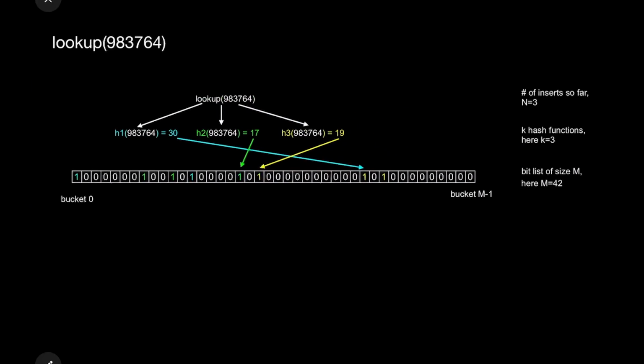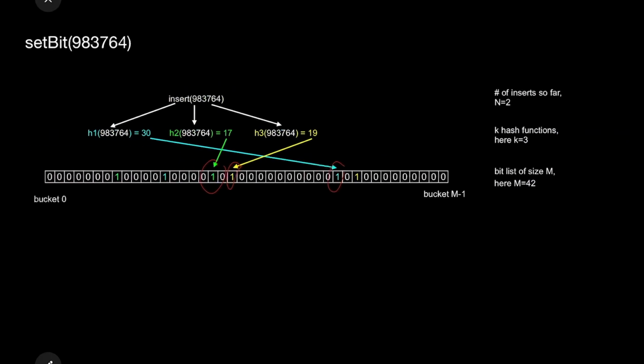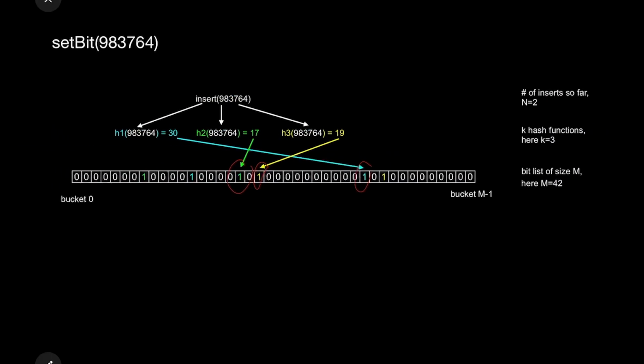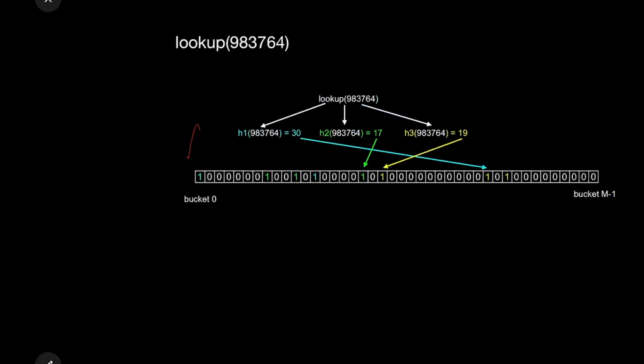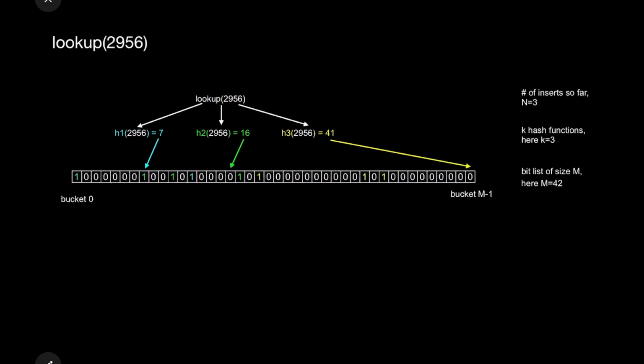And you see it here, here's another example for the lookup. So that's the value we inserted so far. We see all of these bits are set when I feed that into the hash function again. So it could be there. 983764, we inserted that before, right? That's the one we actually inserted. Now we look up 2956. That's a case where we have some zeros. So a single 0 in those hash functions is enough to guarantee, hey, it cannot be there.